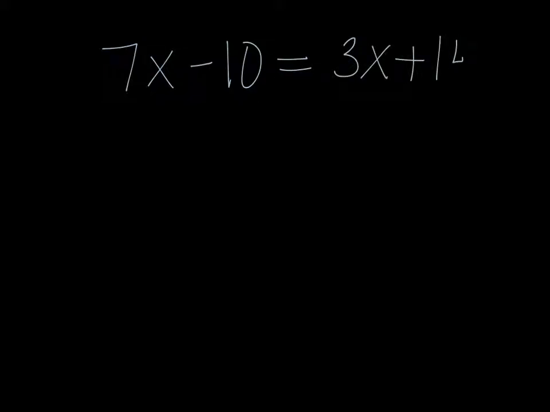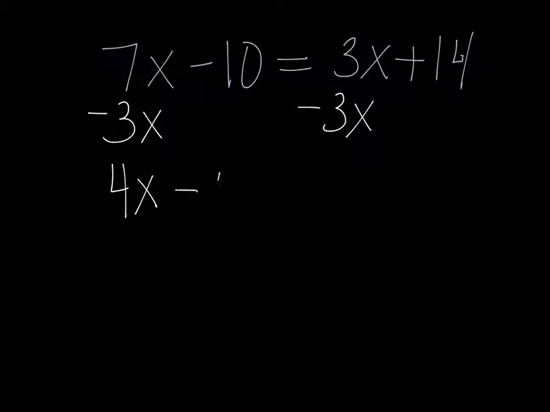All right, let's try another one. Let's try one that has one solution. So we have 7x minus 10 equals 3x plus 14. Okay, so now we're going to move the terms to one side. So I'm going to move the 3x from the right to the left by subtracting it. So minus 3x minus 3x. So now I got 4x minus 10 is equal to positive 14.